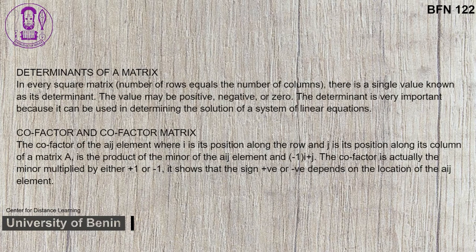Cofactor and cofactor matrix. The cofactor of the ij element, where i is its position along the row and j is its position along its column of a matrix A, is the product of the minor of the ij element and minus 1 to the power i plus j. The cofactor is actually the minor multiplied by either plus 1 or minus 1. It shows that the sign, plus or minus, depends on the location of the ij element.